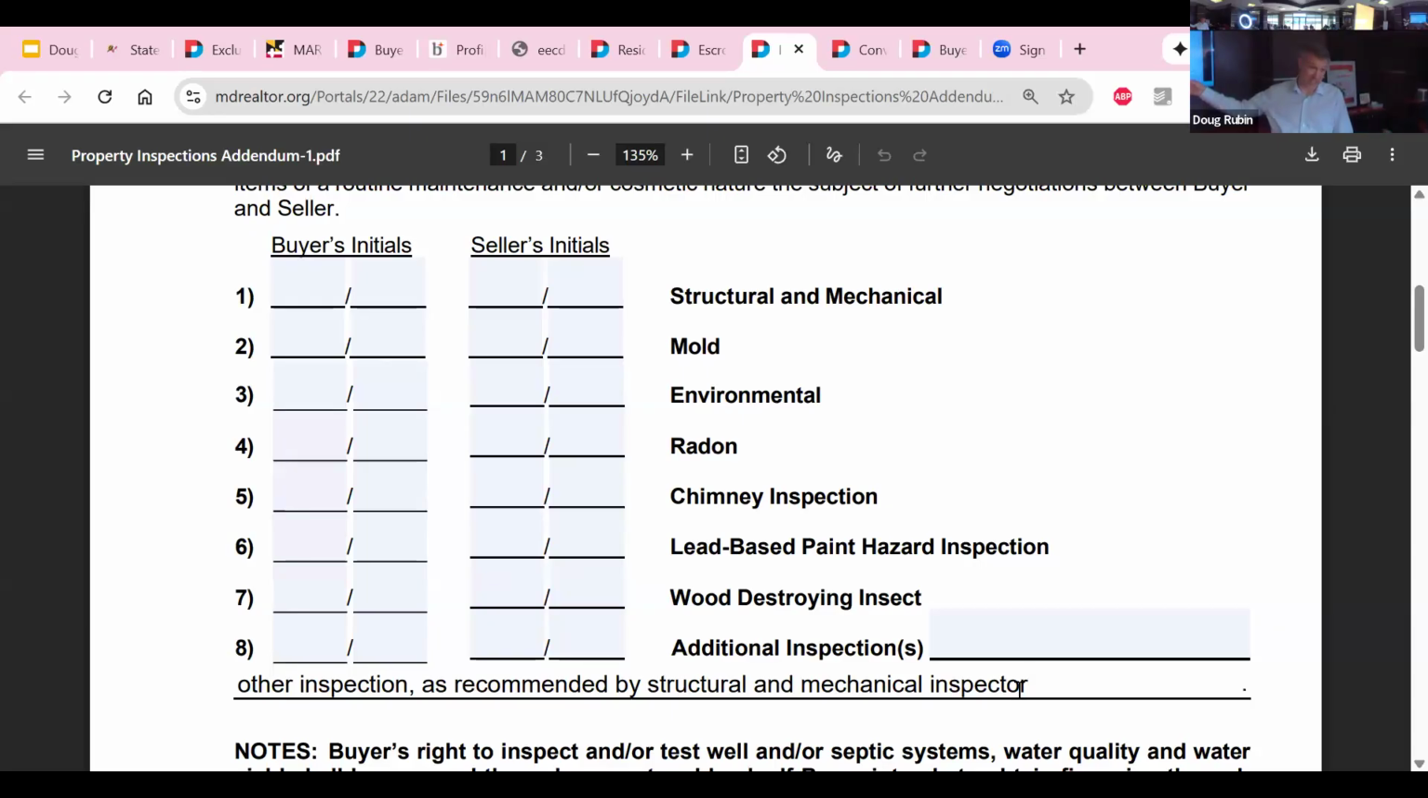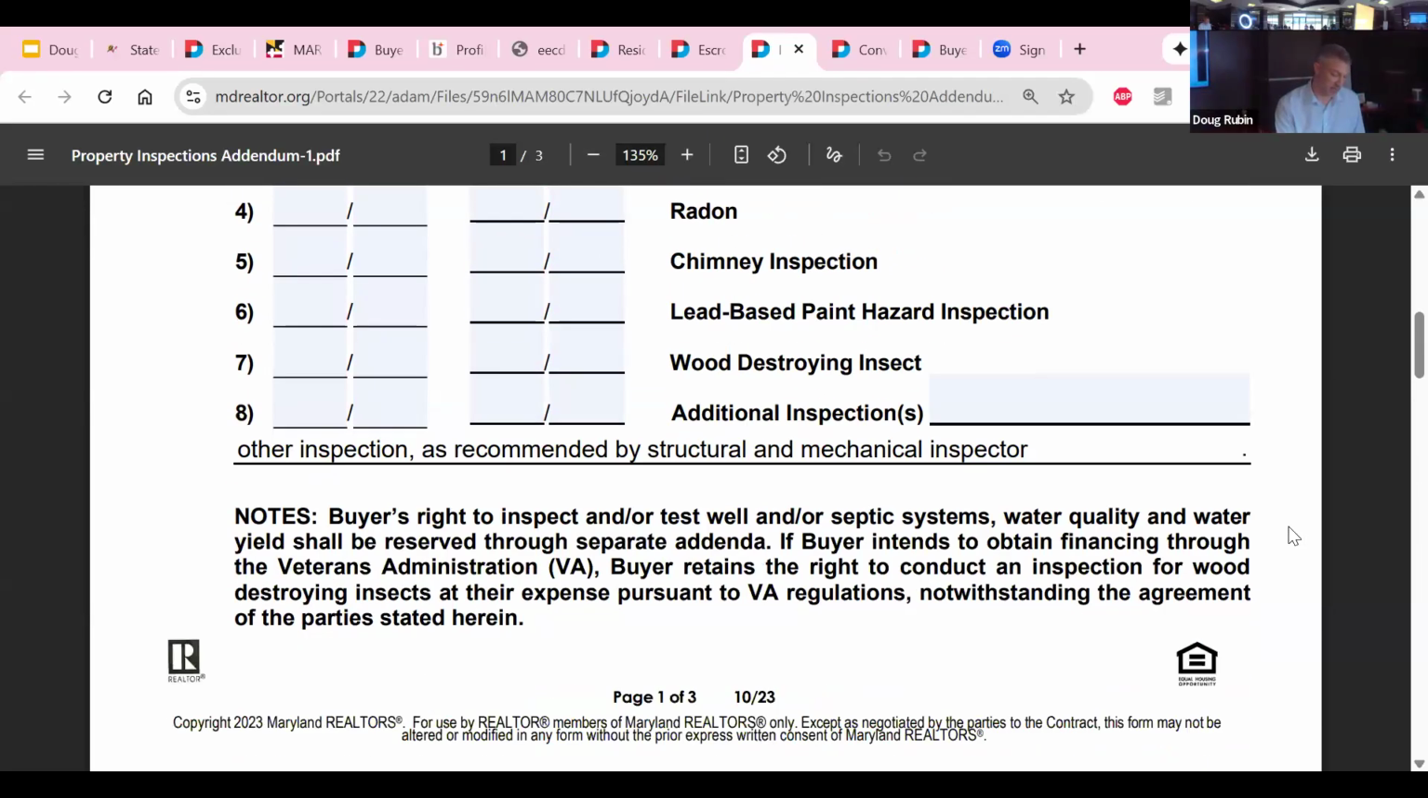Now, some sellers aren't going to love this language because it really is kind of like, do whatever you want, but I think it's an important thing if the general inspector finds something with the roof, but then they need a roof specialist. I do think it's valuable. And sellers, it's common enough that most sellers are not pitching a fit about it.